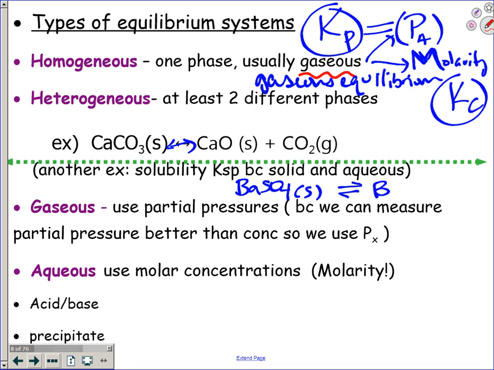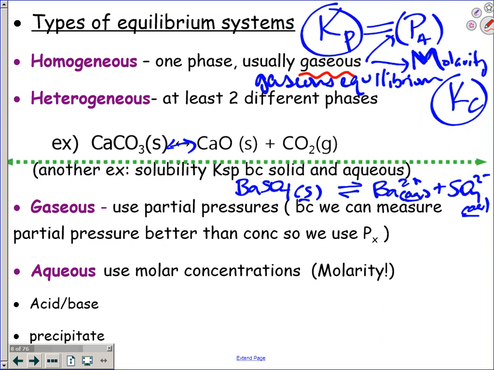It makes Ba2+ aqueous and sulfate ion aqueous. So you'll notice we have solid and aqueous. That would be a heterogeneous equilibrium condition. So that's why I just say two different phases. The aqueous does count as a separate state.